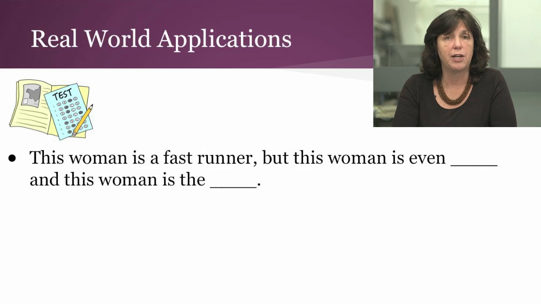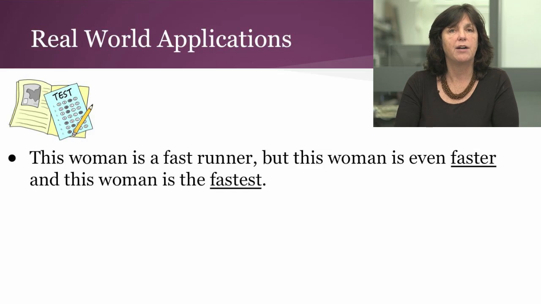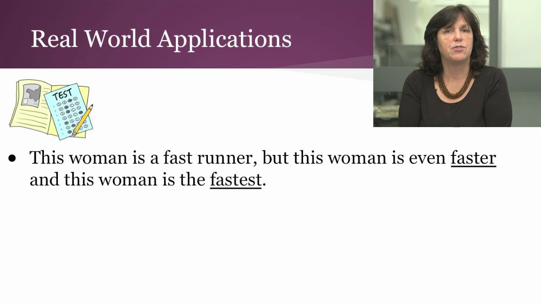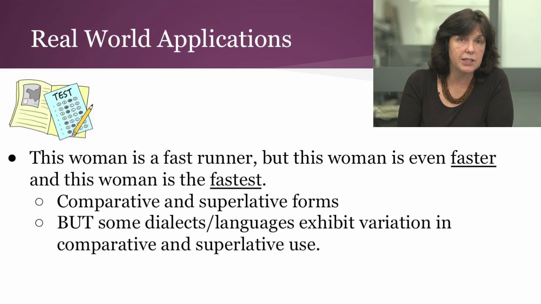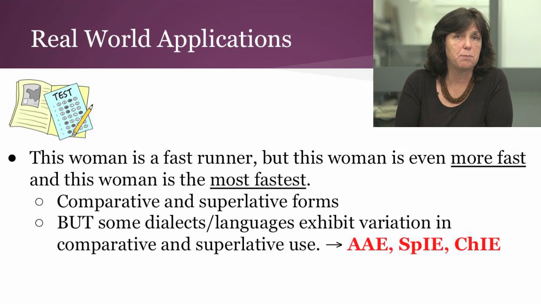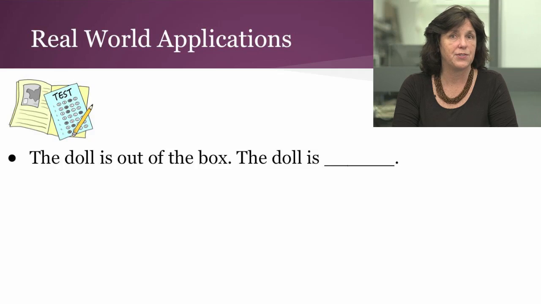This woman is a fast runner, but this woman is even faster, and this woman is the fastest. Here we are testing use of the comparative and superlative forms, but what we do know about use of these forms in dialects other than standard American English, is that they exhibit variation in comparative and superlative form. So in African American English, Spanish influenced English, and Chinese influenced English, this response, more fast and more fastest, would be an appropriate response. Here's another question from one of those tests.